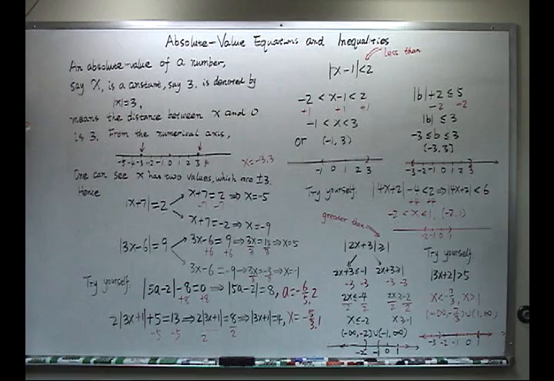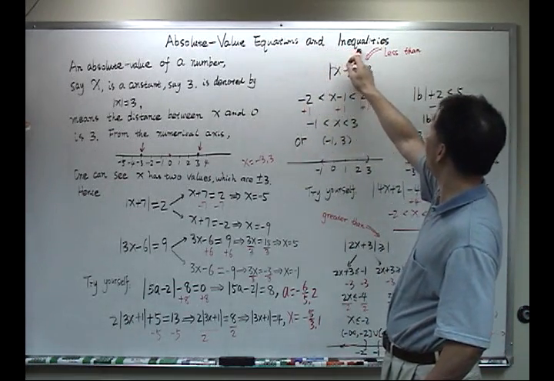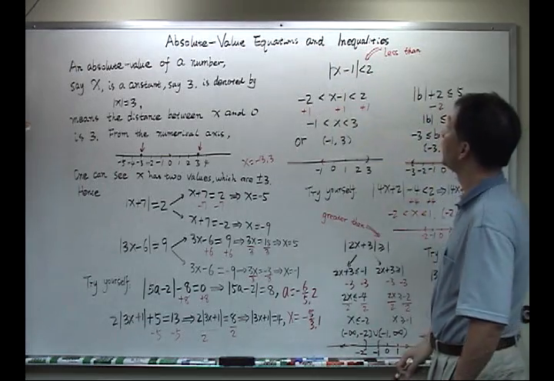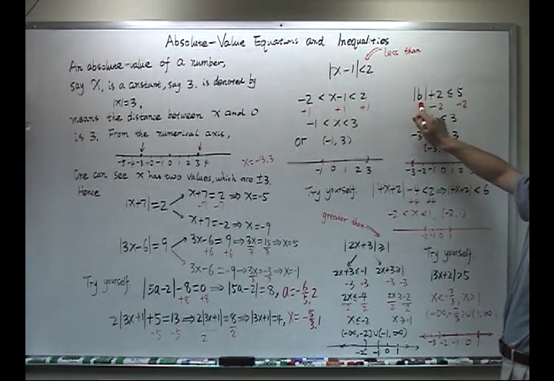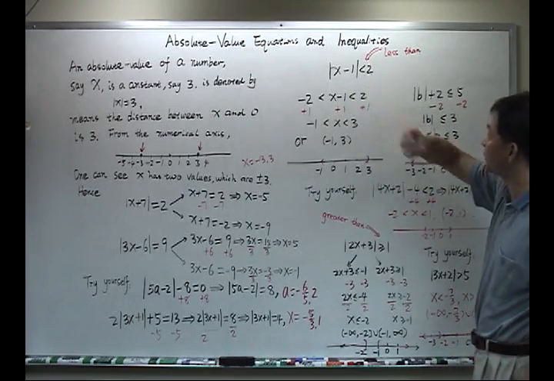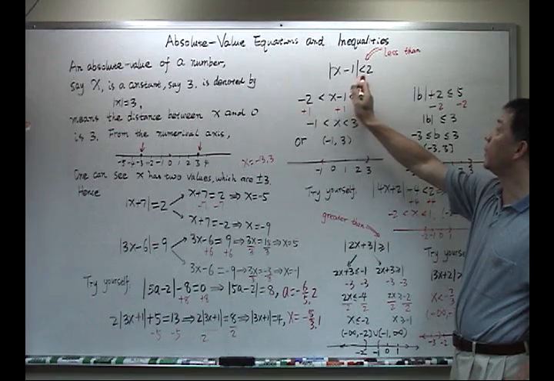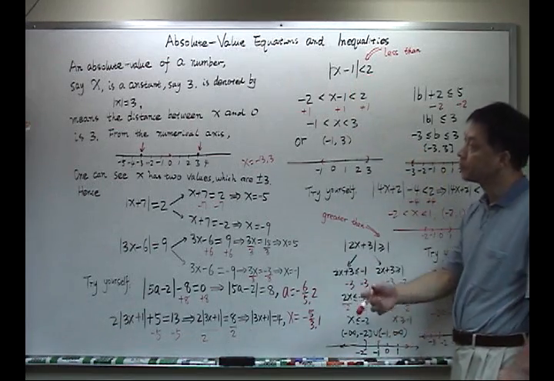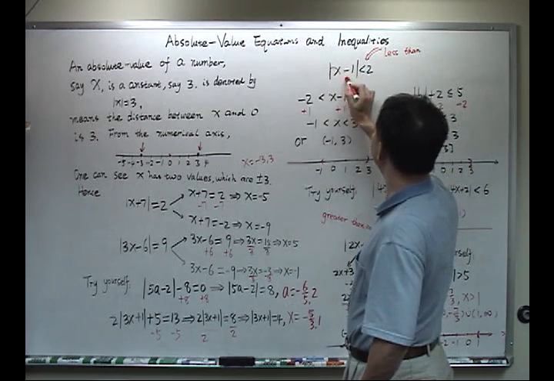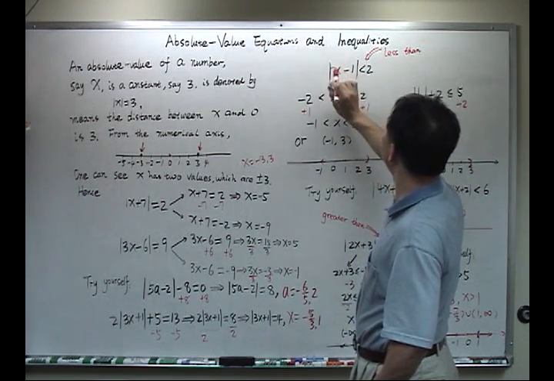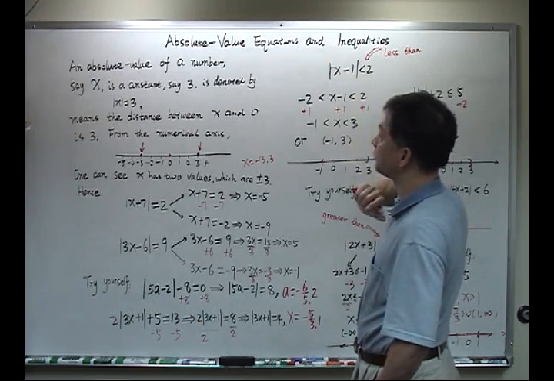Now, let's look at the absolute value inequalities. Look at this one first. Absolute value of x minus 1 less than 2. This one means the distance between 0 and x minus 1 is less than 2.